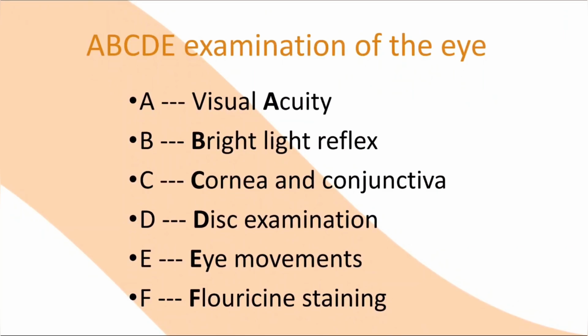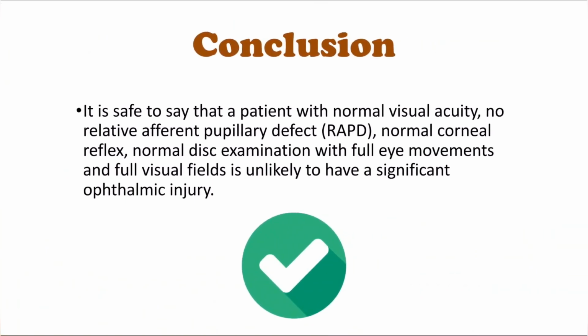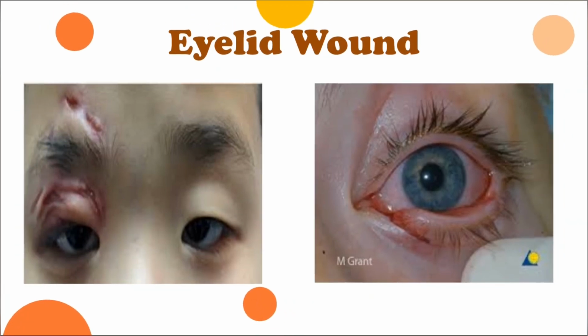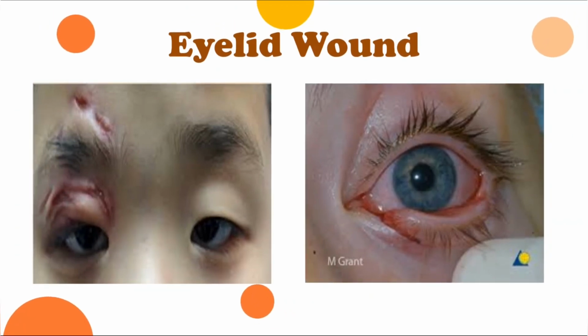So to summarize this: A, visual acuity; B, bright light reflex; C, cornea conjunctiva; D, disc examination; E, eye movements; F, fluorescent staining. It is safe to say that a patient with normal visual acuity, no relative afferent pupillary defect, normal corneal reflex, normal disc examination, and full eye movements and full visual field is unlikely to have significant ophthalmic injury. If you go by this ABCDEF and the patient has no abnormality, you don't need to call ophthalmology immediately, and actually don't even need a referral.